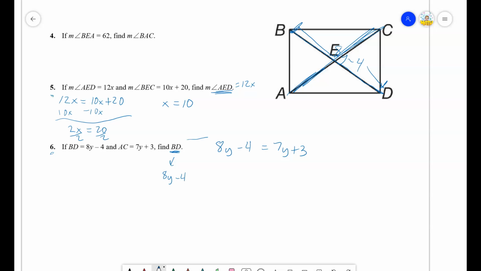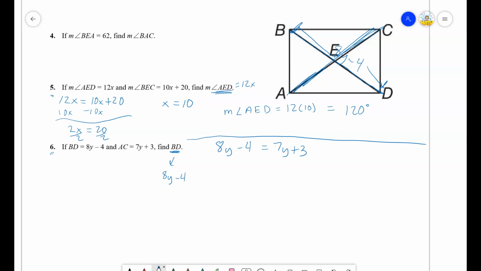Just realized, let me pause the action here for a second, and we'll go back up and finish answering number 5. The measure of angle AED, I forgot to say, should be 12x, which is 12 times 10, which would be 120 degrees. Got ahead of myself there.